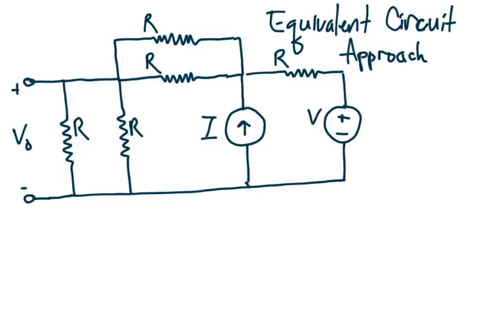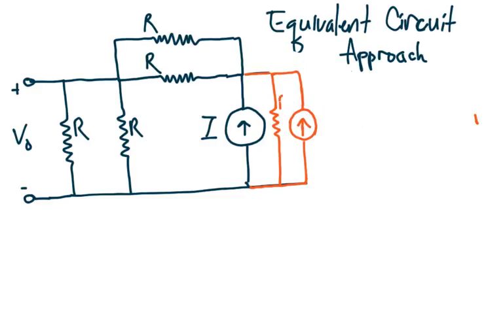So the first step, we're going to do a transformation right here, where we can take that and we can draw an equivalent system with a resistor and a current source in parallel. So let's redraw that right now. Our resistor will still have a value R. Our current source will have a value V over R.